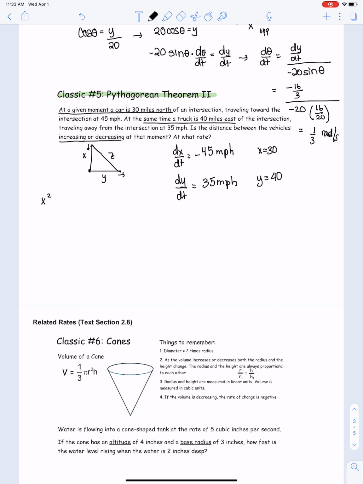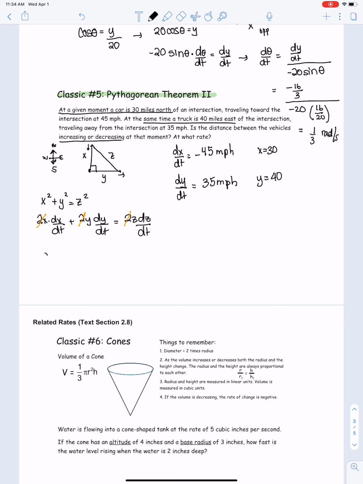I need a relationship between my variables. So this will be Pythagorean theorem, because a car traveling north and a car traveling east would be at 90 degrees from one another. So x squared plus y squared is z squared. I take the derivative, 2x dx dt plus 2y dy dt is equal to 2z dz dt. My 2's can cancel out, so I'm going to go ahead and cancel the 2's out. I sub in my values that I've given now.